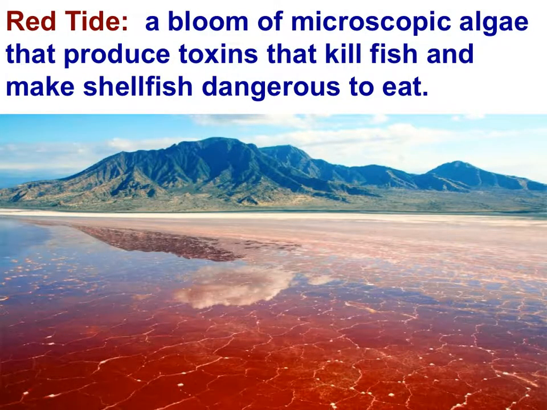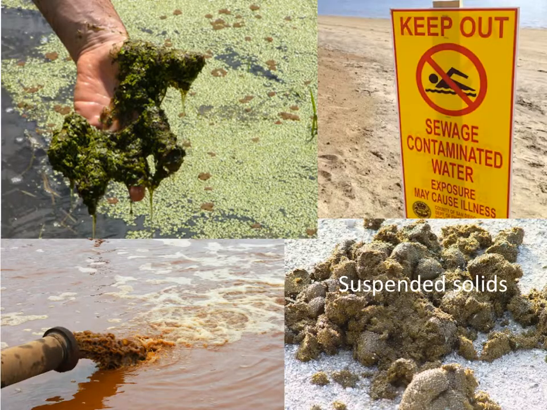A red tide is a bloom of microscopic algae that produce toxins that kill fish and make shellfish dangerous to eat. The red tide and its toxins are pollutants known as biological agents. Remember, pollutants may be in the form of light, sound, or thermal energy, biological agents, or invasive species. In this image, we can see organic pollutants, invasive species, and suspended solids. Pollutants may be in the form of organic or inorganic substances, light, sound, thermal energy, biological agents, or invasive species.